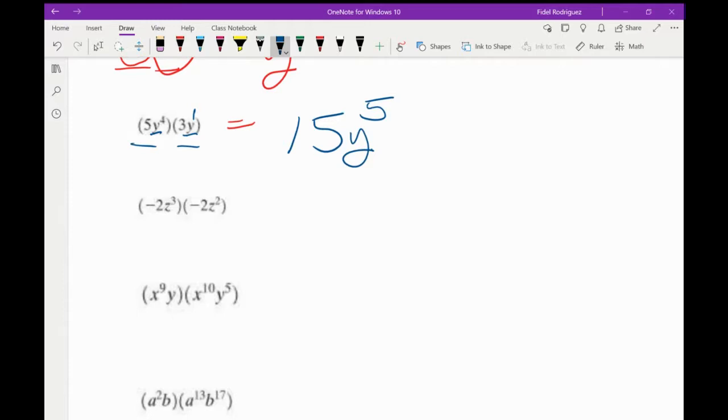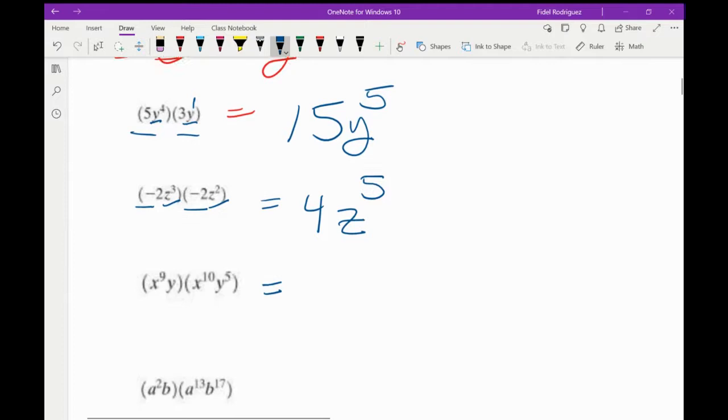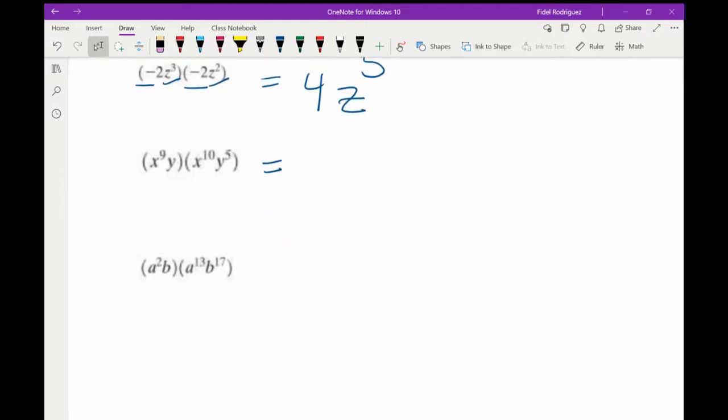Okay, do the same thing here for the next one. Look, -2 times another -2, +4. If there's a z to the 3rd and a z squared, remember, we're just adding the exponents, z to the 5th. Okay. And we'll do the same thing here. X to the 9th y times x to the 10th y to the 5th. So x to the 9th and x to the 10th, that's x to the power 19. Y and y to the 5th, y to the 6th. Right?